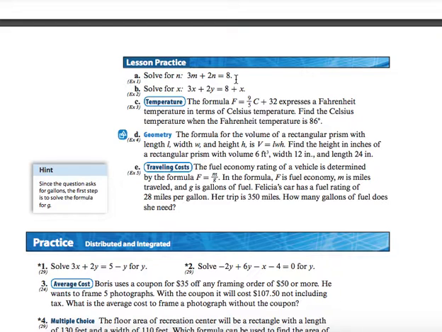For letter C, it asks you to convert the formula again. The temperature for Fahrenheit equals 9/5 Celsius plus 32 expresses the Fahrenheit temperature in terms of Celsius. Find the Celsius temperature when the Fahrenheit temperature is 86 degrees.